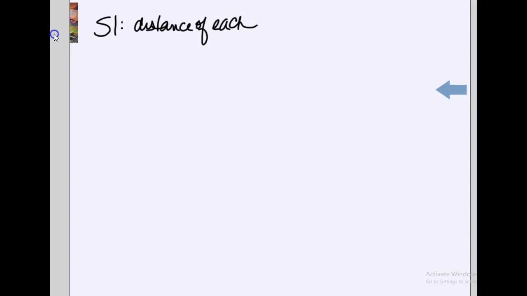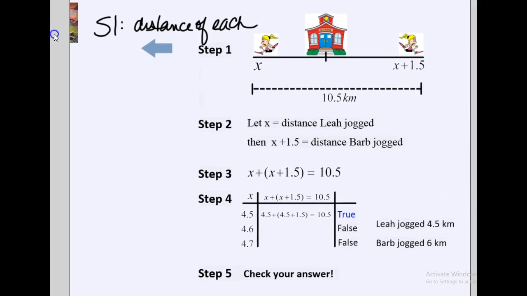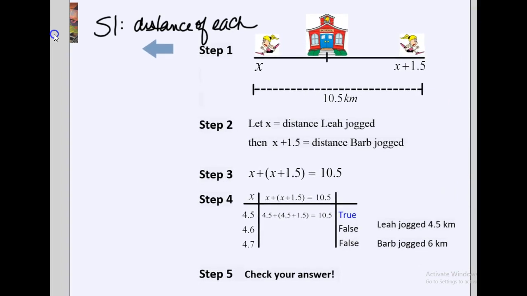Barb had traveled 1.5 kilometers further than Leah. Remember yesterday, Mrs. Burton said the last shall be first? Who's mentioned last? Leah's mentioned last. So that means the let statement for Leah, and Mrs. Burton did a little drawing here by the help of some clip art. Since Leah was mentioned last, her let statement is x equals distance Leah jogged.